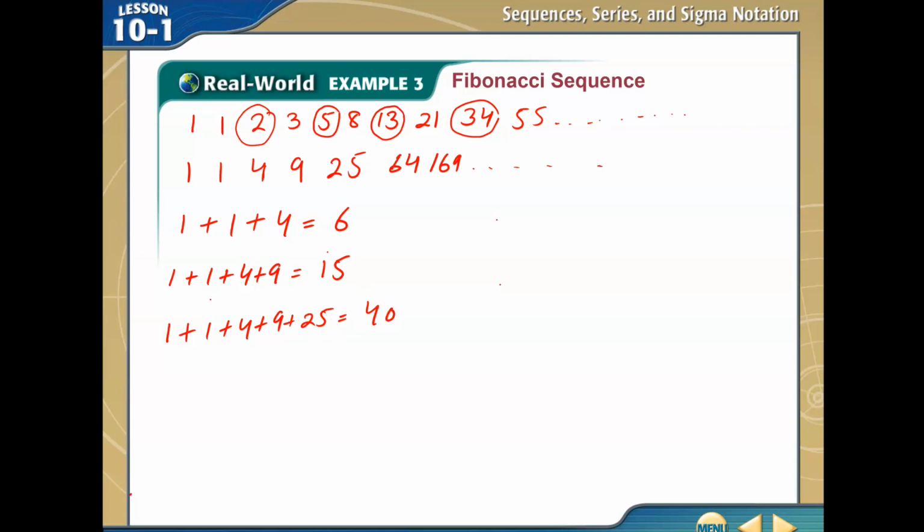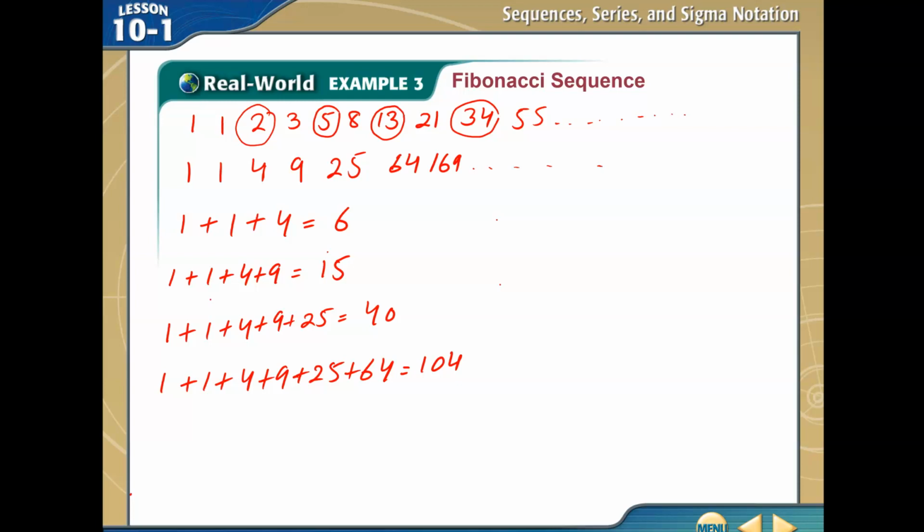And now next, if you add one more term, 1 plus 1 plus 4 plus 9 plus 25 and then plus 64, you are going to have 104. Now you can see that these are not Fibonacci numbers, but if you look at them closely, there is a pattern in them. What is that pattern?